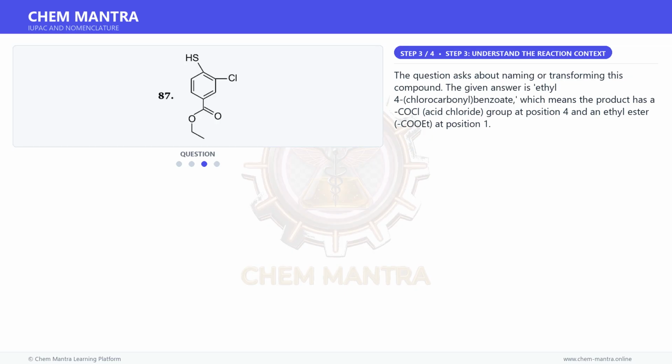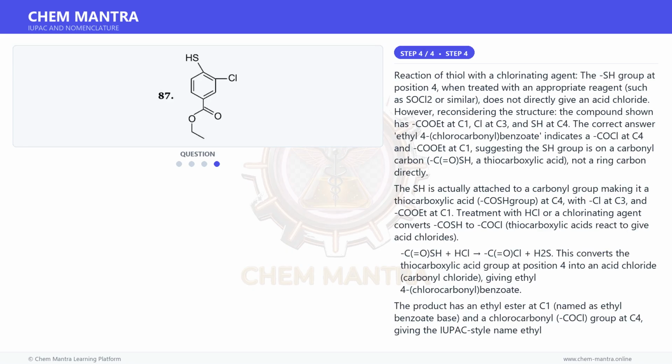The question asks about naming or transforming this compound. The given answer is ethyl 4-chlorocarbonyl benzoate, which means the product has a COCl acid chloride group at position 4 and an ethyl ester -COH at position 1. And for the final step, reaction of thiol with a chlorinating agent: the SH group at position 4, when treated with an appropriate reagent, such as SOCl2 or similar, does not directly give an acid chloride.